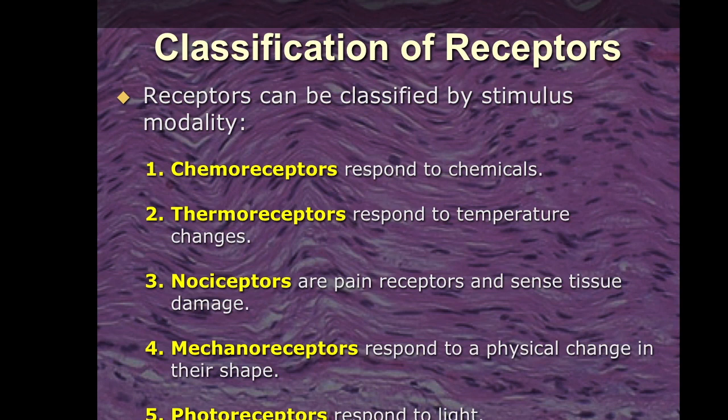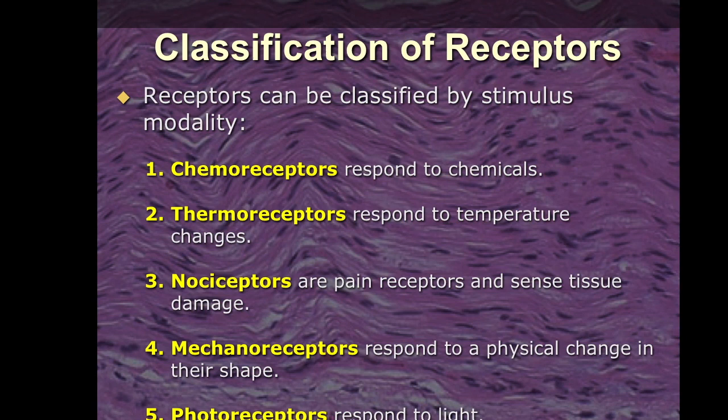Okay, so we can pick up chemicals. We also have thermoreceptors. What are they going to respond to? Temperature. That one's a pretty easy one. It's in the name, right? So that's going to be able to respond to hot and cold. You've got those all over your body.